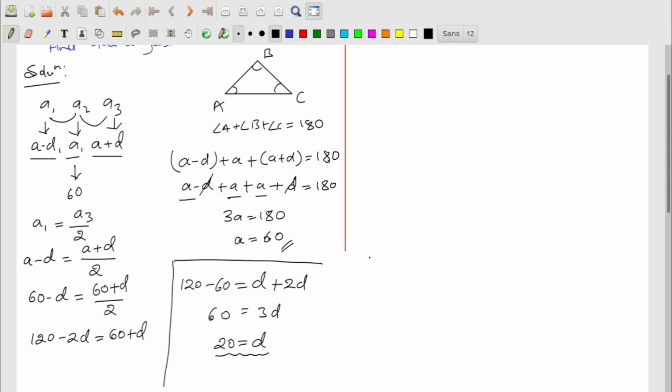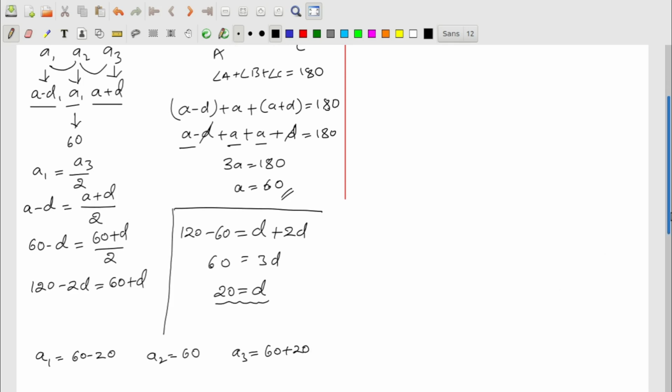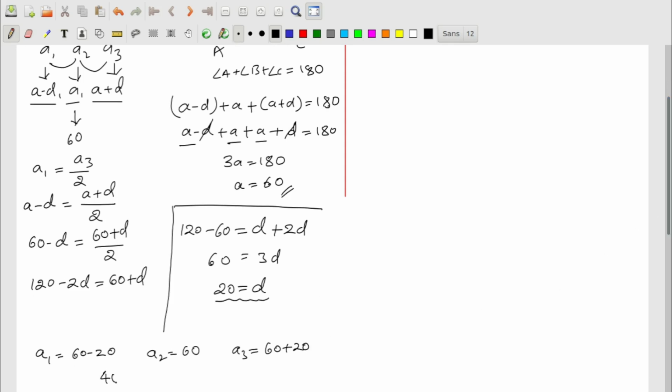Fine. So we got the common difference D, right? Then our AP will be first term A minus D, that is 60 minus 20. Then the first angle A1 is equal to 60 minus 20, and the second term or the second angle is equal to 60, and the third term or the third angle of the triangle is equal to 60 plus 20. So the required angles here are 40, 60 and then 80, right?